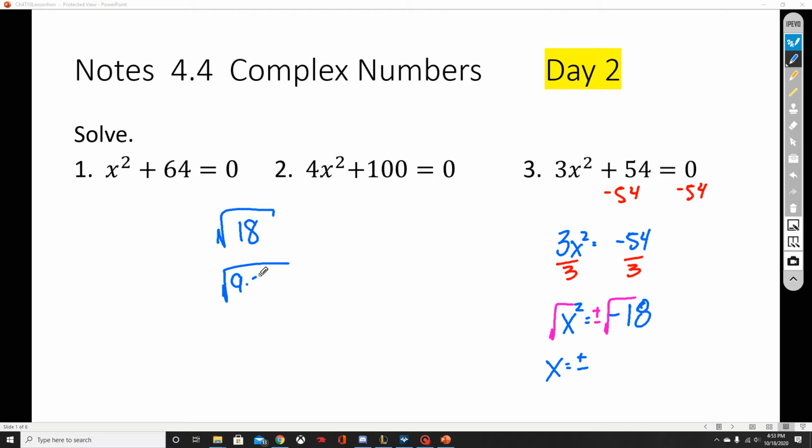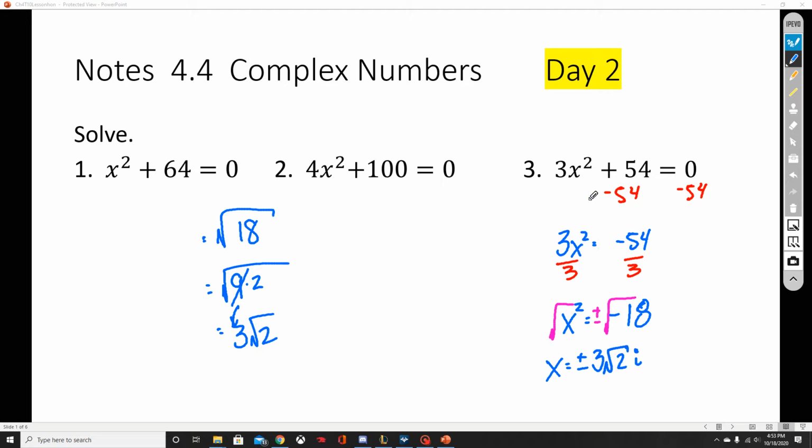So this would be 9 times 2, because 9 is a perfect square. So square root of 9, that's just 3. So we'd have 3 square root of 2, because the 9 can come out, but the 2 is still under there. So it's 3 square root of 2. So this is going to be 3 square root 2, but the negative sign, we need our i to make sure that it's a negative square root.